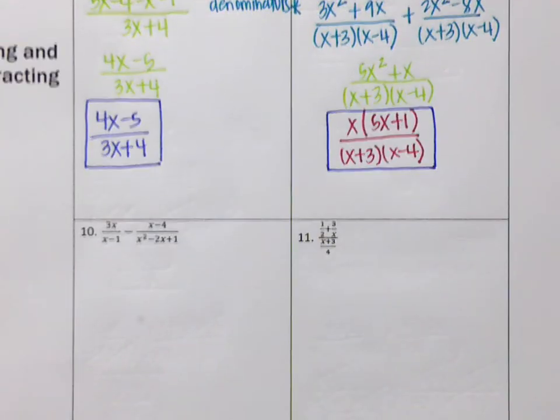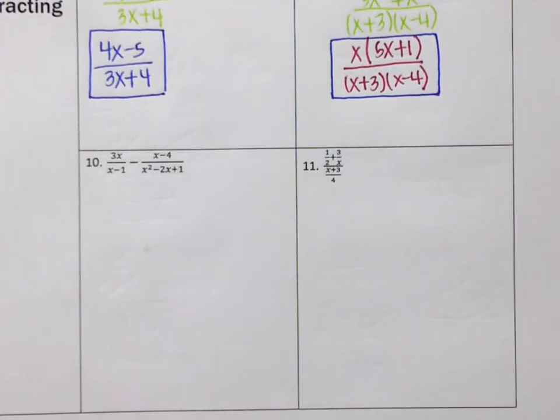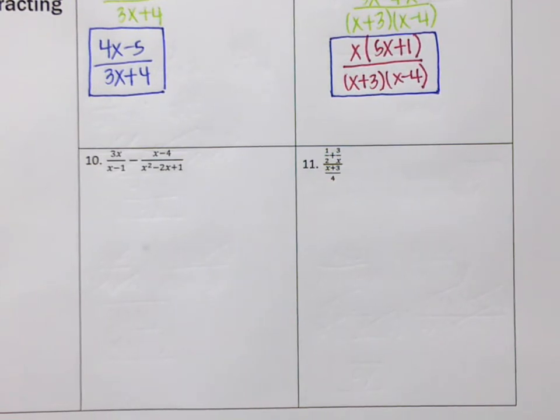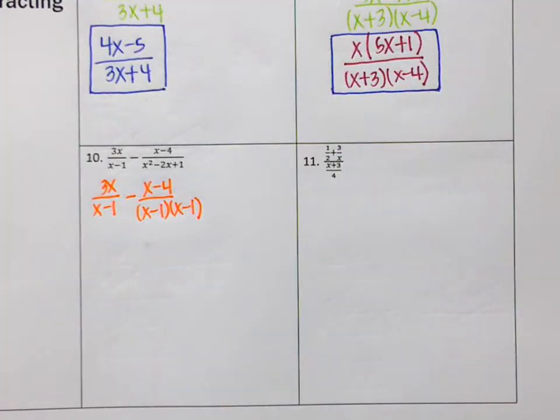Okay, let's look at 10. Okay, first step, factor the denominator. So that's what I want you guys to do. On your own, I want you to factor the denominator. Okay, so I factored. It's only the second denominator that needed to be factored. Two numbers that multiply together to get me 1 and add to get me negative 2 are negative 1 and negative 1.